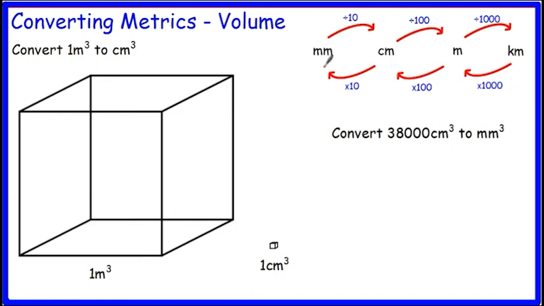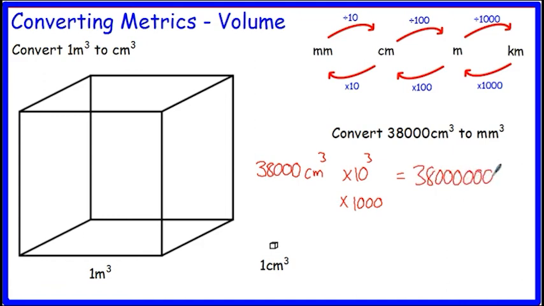Centimeters cubed to millimeters cubed. Come over here for this one. So centimeters cubed to millimeters cubed is times by 10, but it's going to be 10 cubed. That's the same as 1,000. Multiply anything by 1,000, add on those 3 zeros. 38,000, 3 zeros, and that number is 38 million millimeters cubed.